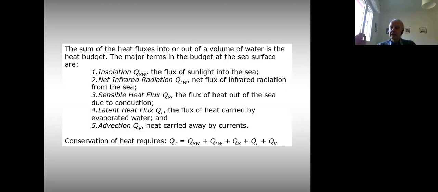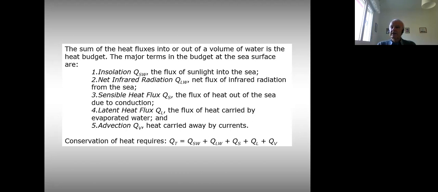However, if we consider different parts of the ocean, this certainly will not be zero. There are parts of the ocean where the heat loss is larger than the heat gain, or vice versa. Anyhow, the sum of heat fluxes into or out of a volume of water is the heat budget. This is the definition of the heat budget.